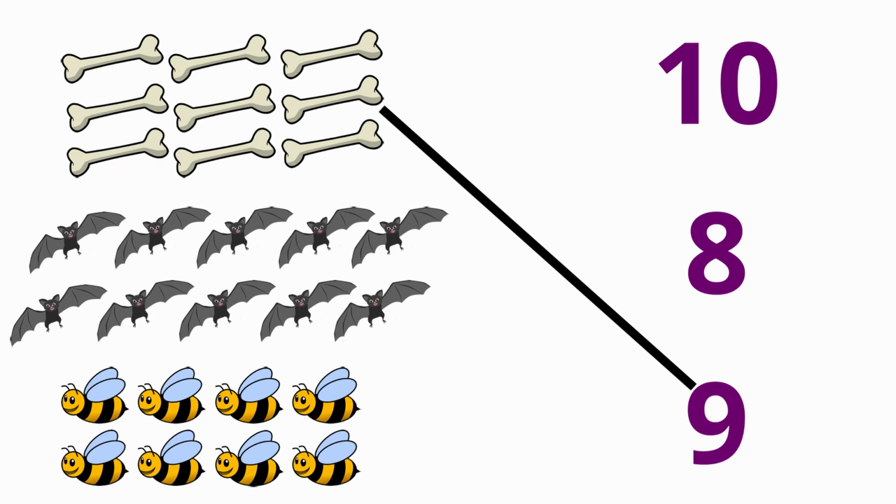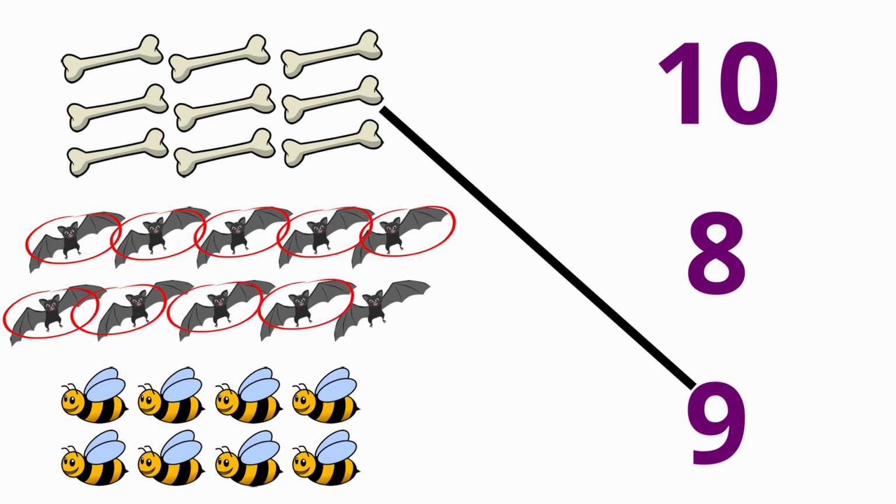Our next picture is a group of bats. Let's see how many bats there are. Count with me. 1, 2, 3, 4, 5, 6, 7, 8, 9, 10. There are 10 bats. Do you see the number 10? Let's draw a line from the bats to the number 10.